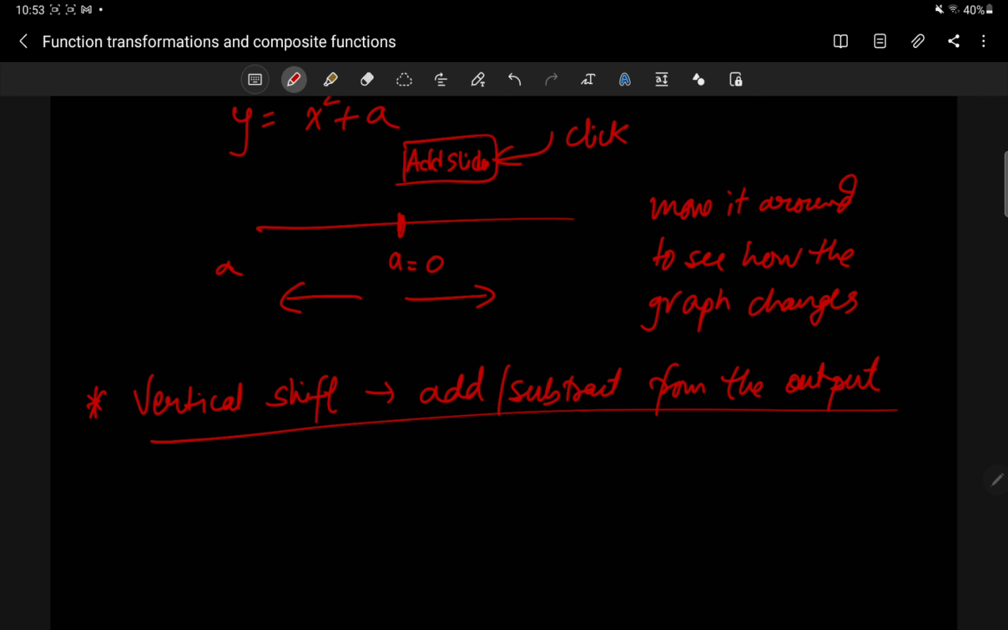Okay, so that's all for this video. In the next video, we're going to look at its counterpart, which is horizontal shift, meaning how can we make the graph of a function move left and right. That's it for this video.